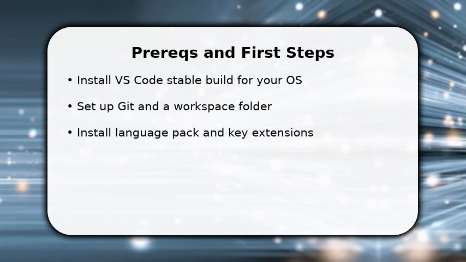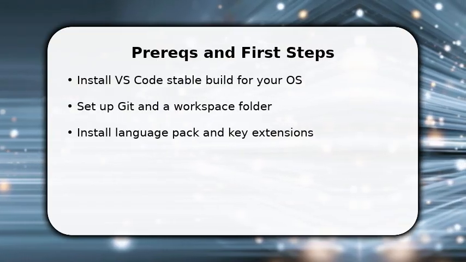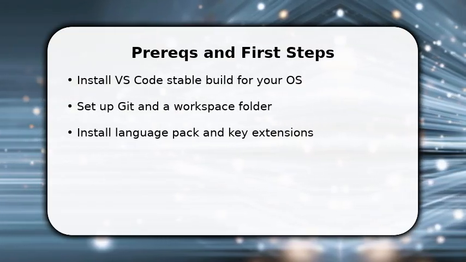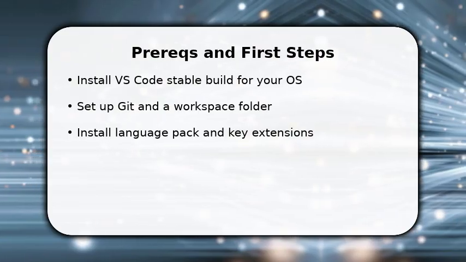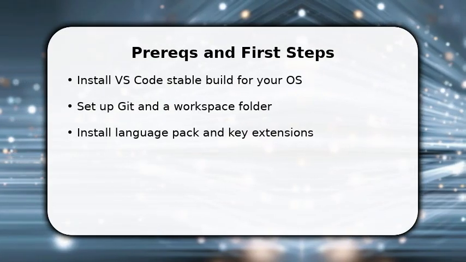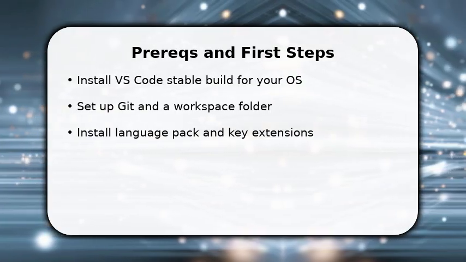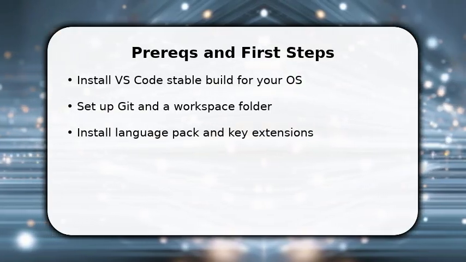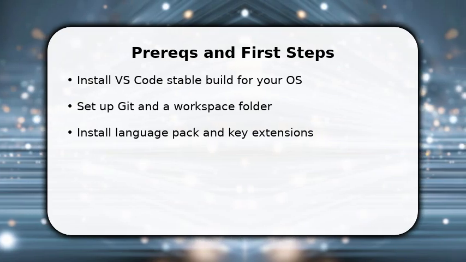Once done, create a simple file like index.js or main.py to trigger tooling. Make sure to configure settings.json minimally. Set tab size, format on save, and the default terminal. These first actions get you productive fast.